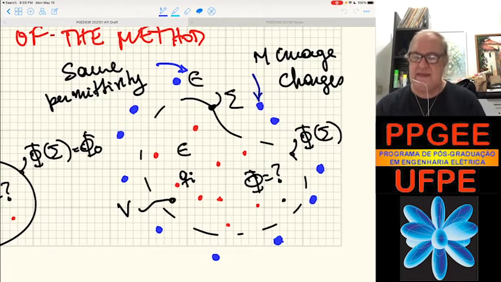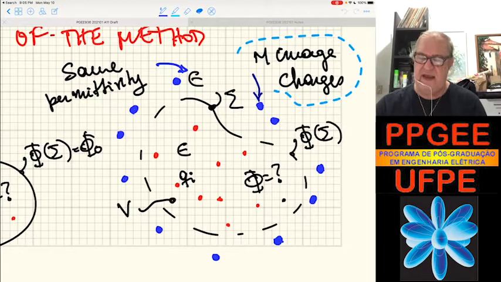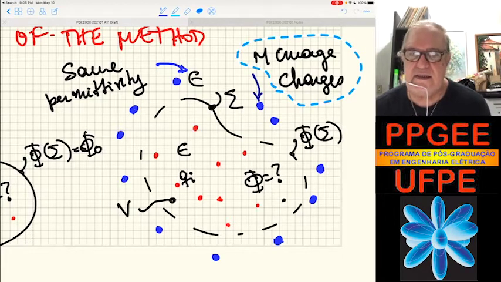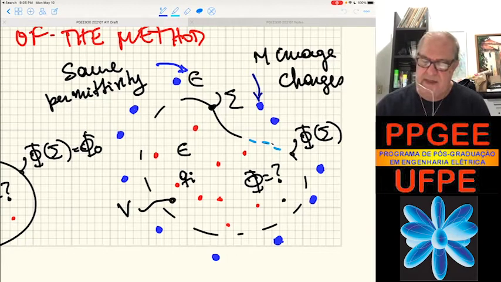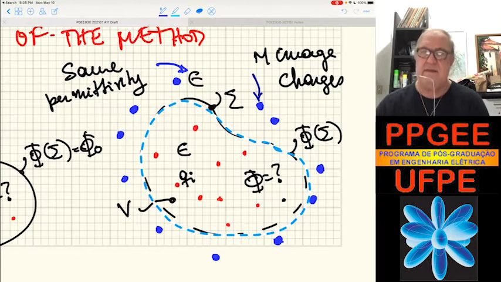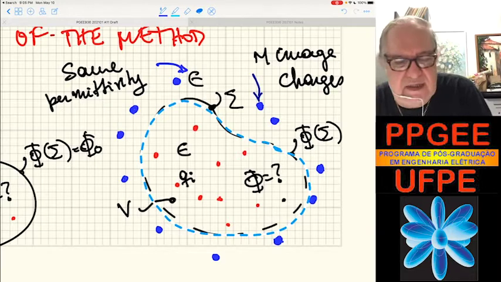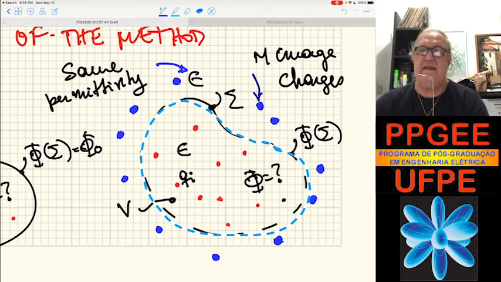So the question is this: is it possible to find a set of M image charges that equilibrate the potential in the boundary? That's the question, right? If we are able to find the location and values of this set of M charges, then if we satisfy the boundary condition, the uniqueness theorem guarantees that we have a unique solution inside of the region, in the domain, okay? Let's see how that works. Let's see if that's true, right?